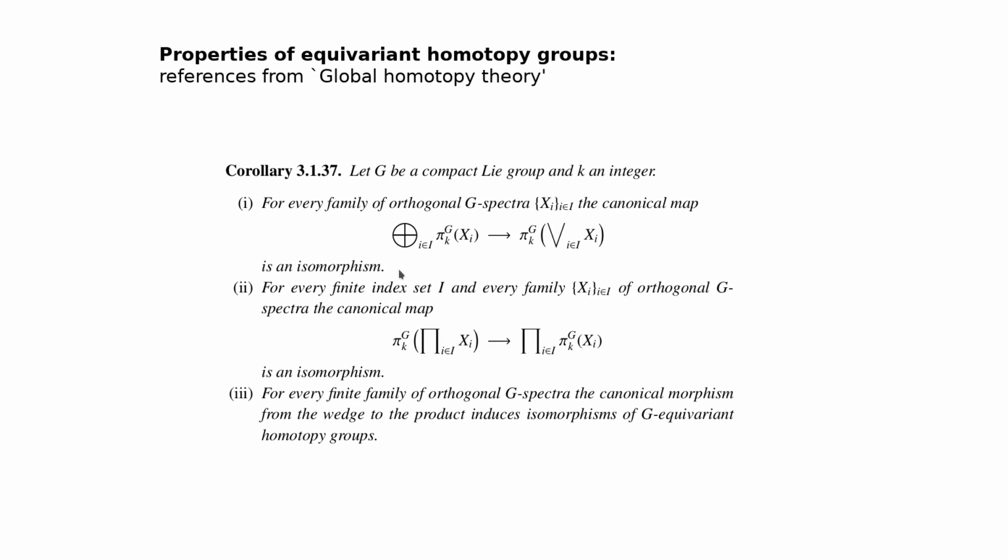The next property that we will need and that I would like to remind you of is that equivariant homotopy groups take wedges of arbitrarily many orthogonal G spectra to direct sums, so a certain canonical morphism is an isomorphism, and they take finite products of orthogonal G spectra to products, which are also direct sums because they're finite, of equivariant homotopy groups. A direct consequence of this is that the preferred morphism from a finite wedge to the finite product is an isomorphism on all equivariant homotopy groups.